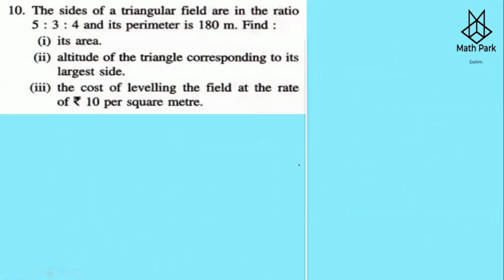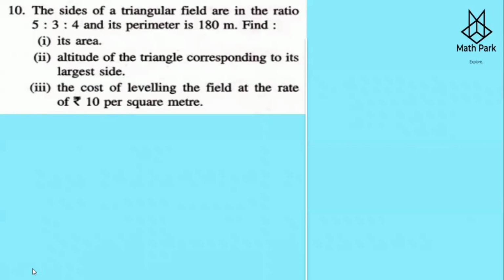Moving to question number 10. The sides of a triangular field are in the ratio 5 is to 3 is to 4 and the perimeter is 180 meter. Find its area, altitude of the triangle corresponding to its largest side and the cost of leveling.